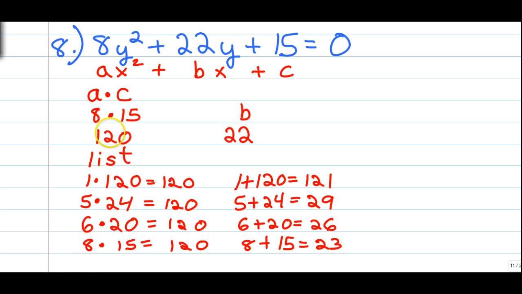A 9 won't go into 120 evenly, but we can see it ends in a 0, so we know a 10 will. So let's move on to the number 10. 10 will go in there 12 times, so 10 times 12 is equal to 120. 10 plus 12 is equal to 22. So we found our two factors. We found our two numbers that we want to work with.